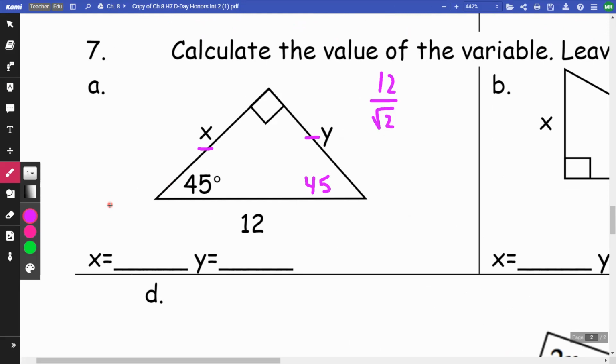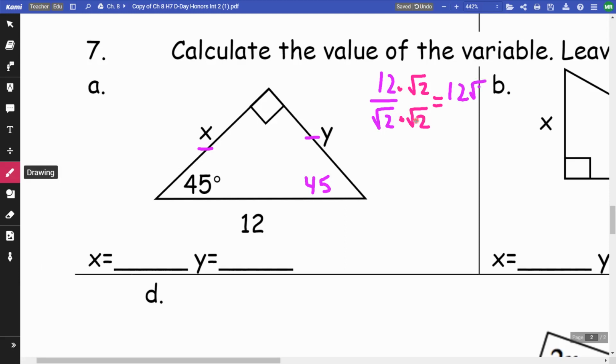We don't like to leave things with a radical on bottom, so we're going to rationalize. So I'm going to multiply the bottom by √2 and the top by √2, because when I do that, a √2 over √2 is just a 1. And this is going to end up giving us a 12√2 over 2, which cleans up to a 6√2. So both of these are going to be a 6√2.